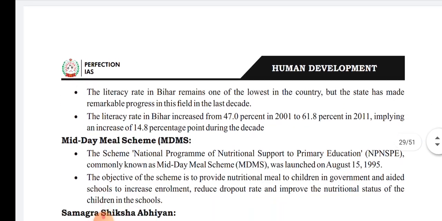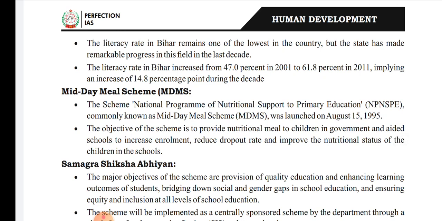Under this, the midday meal scheme is a very important scheme, a pivot around which all this scheme runs, and the scheme is the National Programme for Nutritional Support to Primary Education. We really don't know it by this name, but through the common buzzword, midday meal scheme. The textual name of this scheme is National Programme for Nutritional Support to Primary Education, and it was launched on August 15, 1995. Very important, on the Independence Day of 1995.